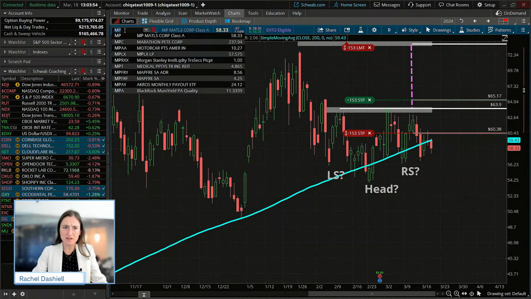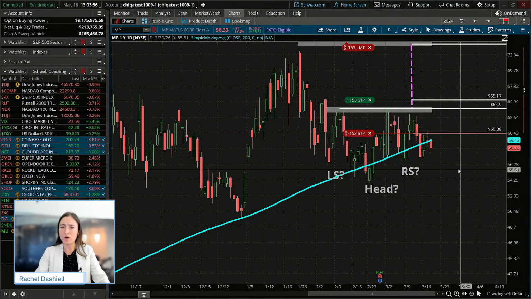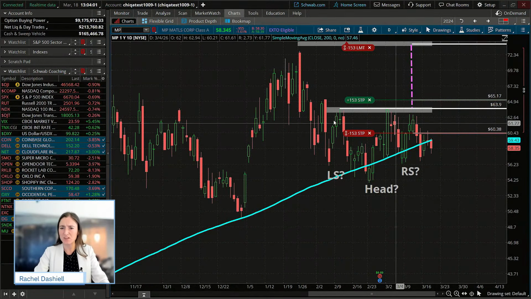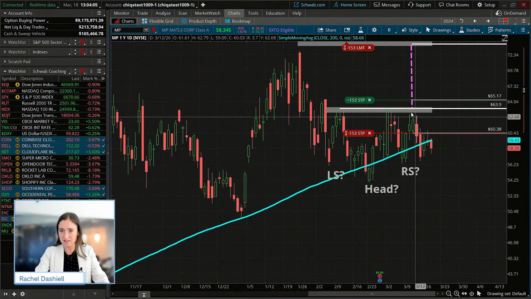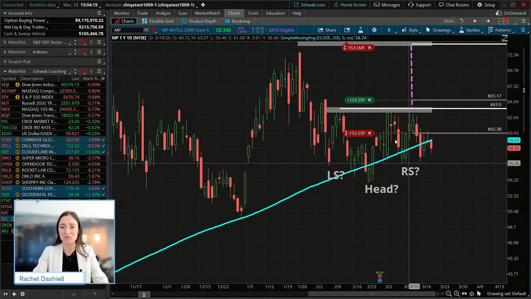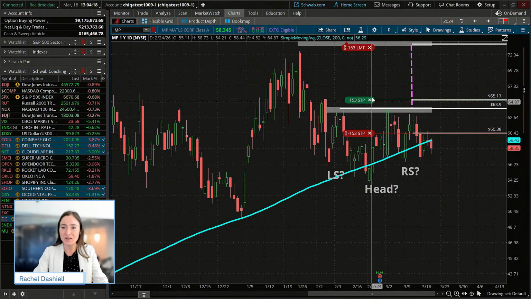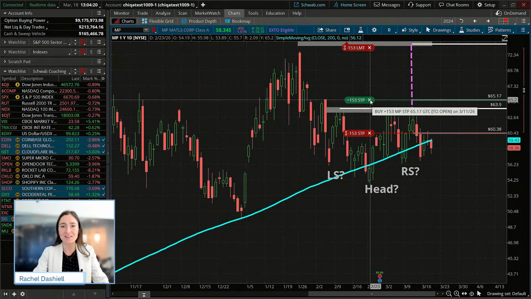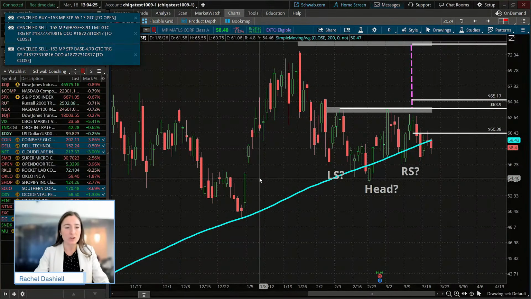MP was one of them as well that we had an order on, where it looked like it was an inverse head and shoulders. It kind of took shape into something else. We saw this as the left shoulder, this as the possible head, this as the right shoulder. And price really failed at that resistance there and turned into something that doesn't look like an inverse head and shoulders pattern. Since that is not the price pattern that we are looking for, we're just going to delete that order. So I'm going to cancel that order out for us on MP.